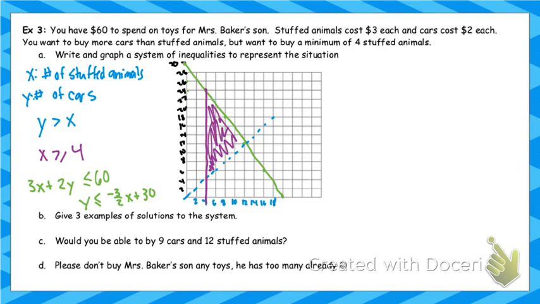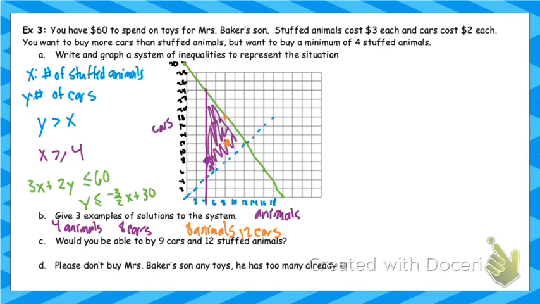So now it says give 3 examples of solutions. Well, remember x was our animals, y is the cars. So there's a lot of different possibilities here. For example, 4, 8. So 4 animals and 8 cars, for example, would be a solution because it does fall on a solid line. Another example to this system could be 8 and 12. So 8 animals and 12 cars is also a solution. All right, and then again, anything that falls either in that shaded region or on the solid line would all be possibilities.